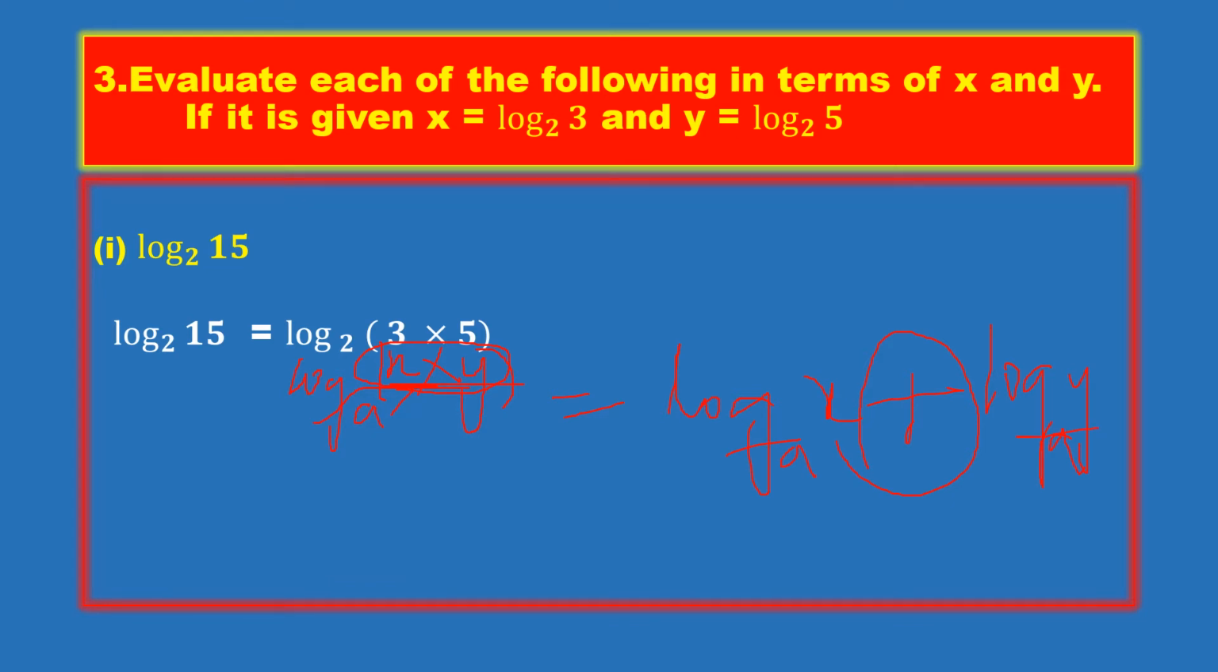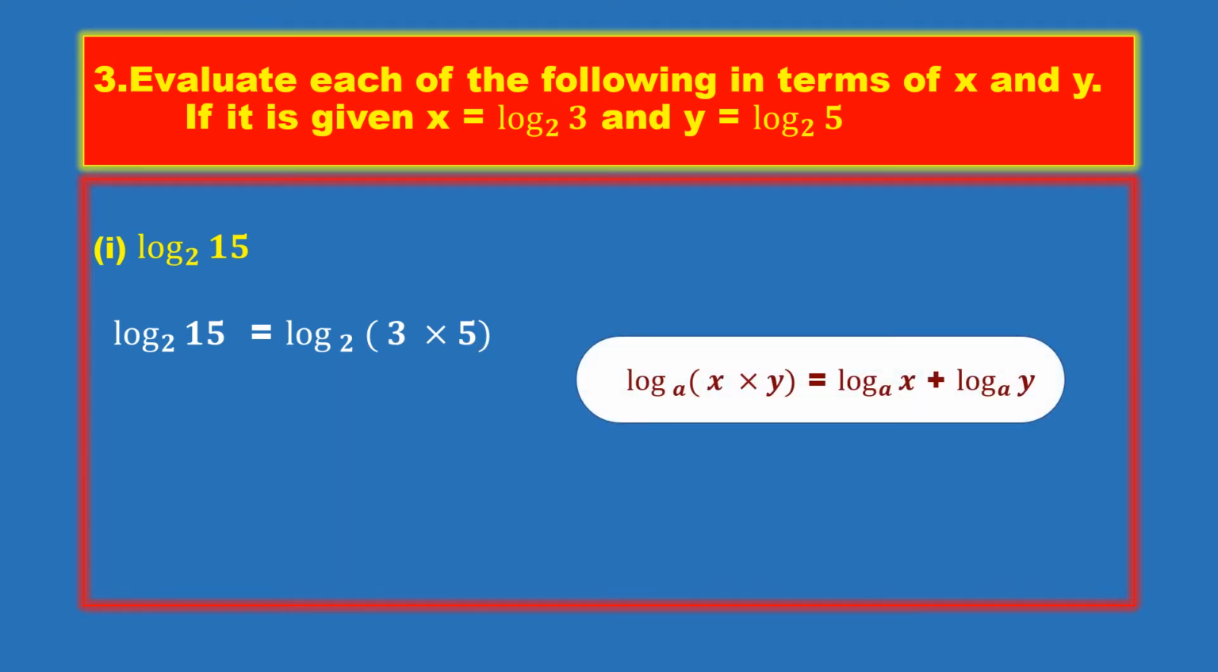So here we should use the log xy formula: log x base a plus log y base a. Now we'll use this formula here. Our x is 3 and our y is 5, so I substituted 3 in place of x and 5 in place of y.